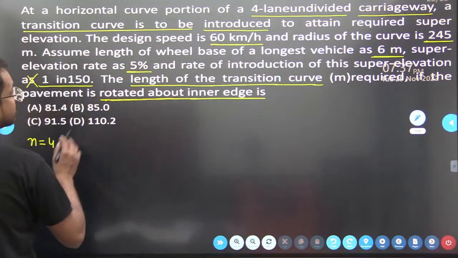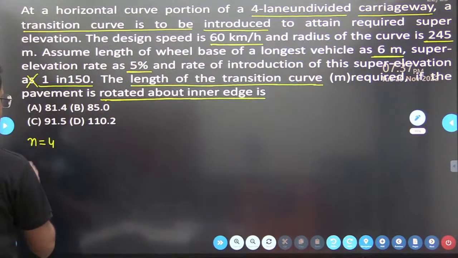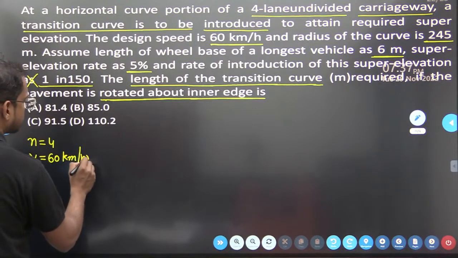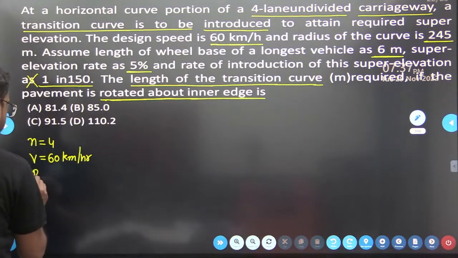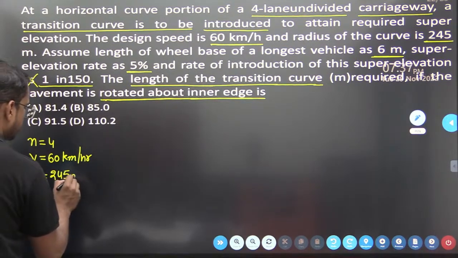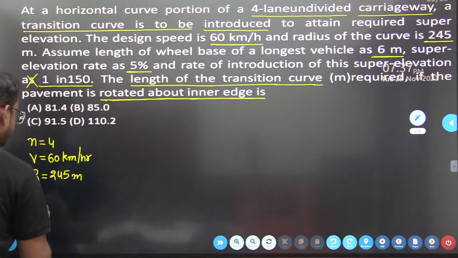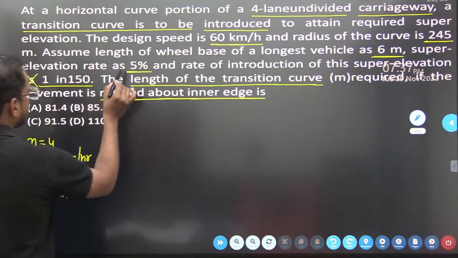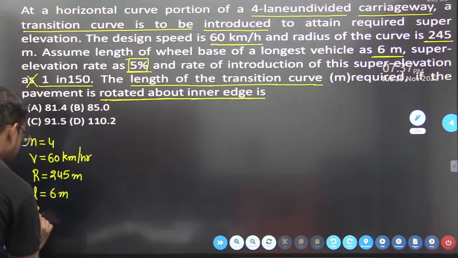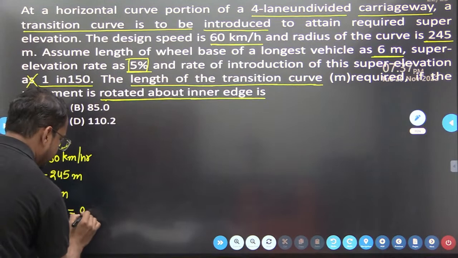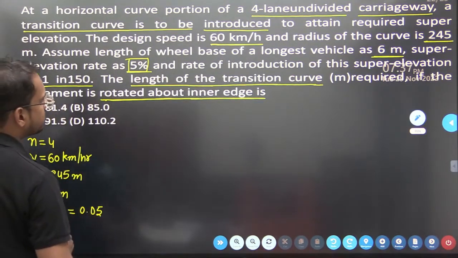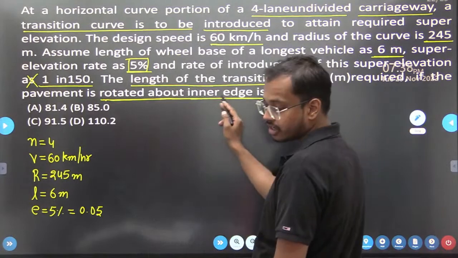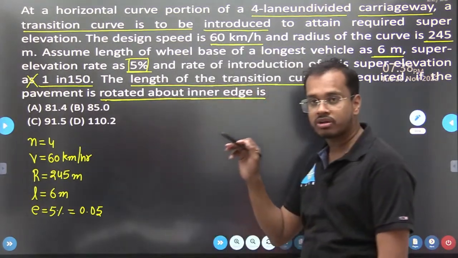Now see, n is equal to 4 is given. The speed of the vehicle, the design speed, is given, 60 km per hour. Similarly, the radius of curve is given, 245 meter. Assume the length of wheelbase, small l, is given, and the value of small l is 6 meter. Super elevation rate is already given, it is 5%. That means E is equal to 5%, that means 0.05, I think. Okay. And calculate the length of transition curve if the pavement rotates about the inner edge. It is a very important statement: if the pavement rotates about the inner edge.